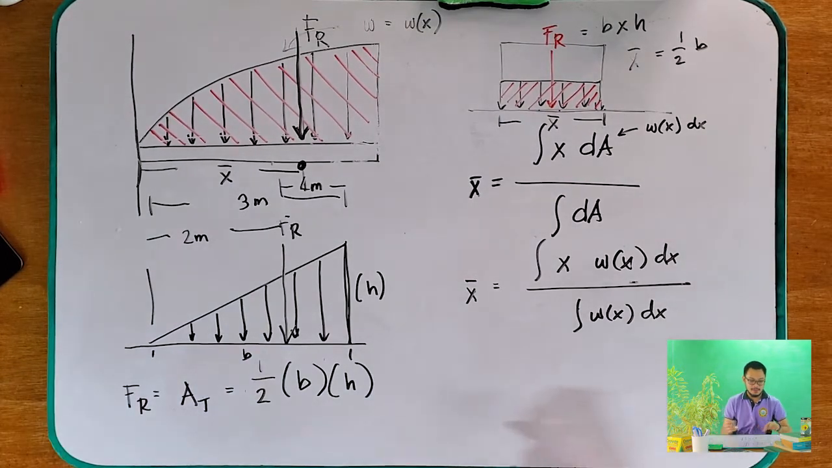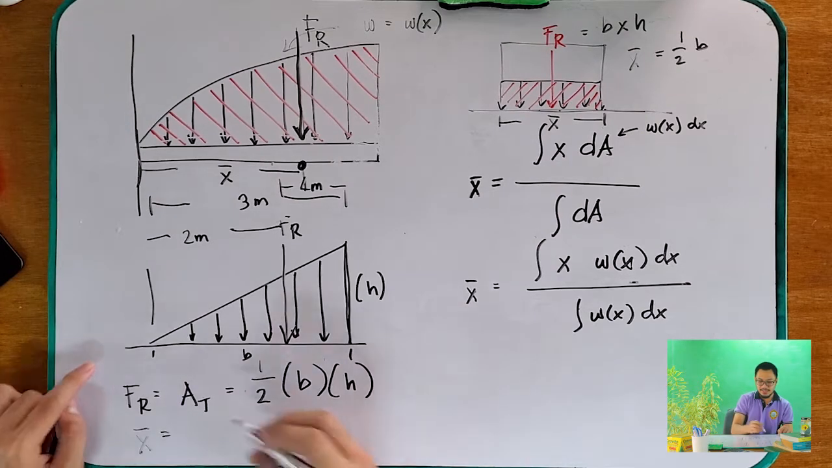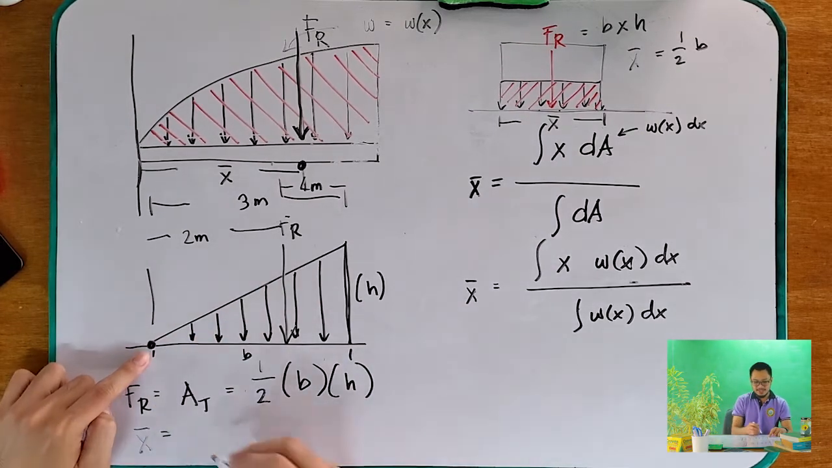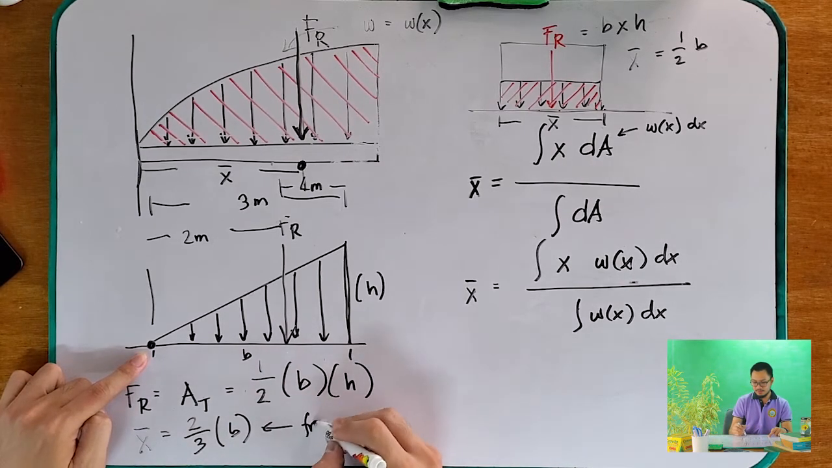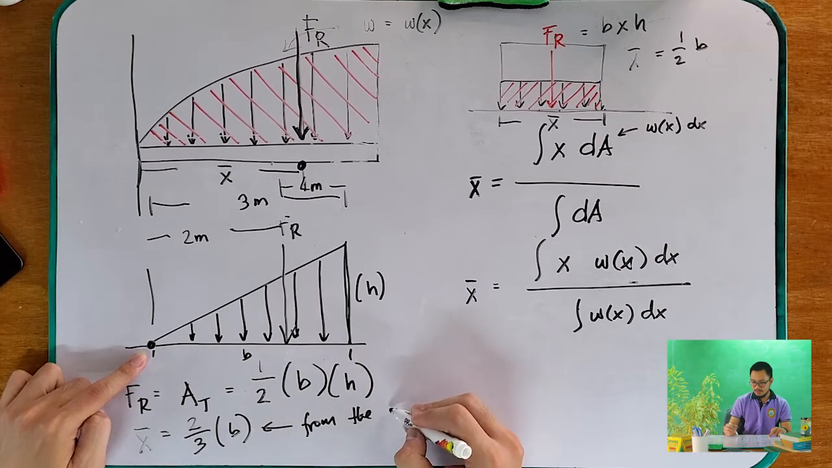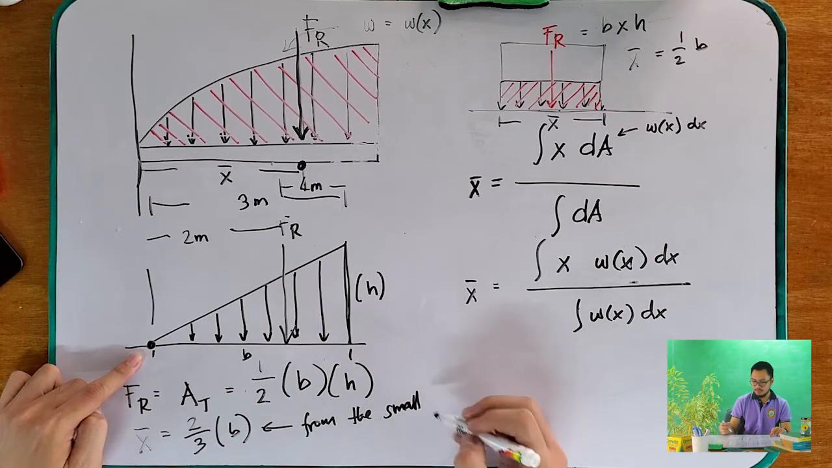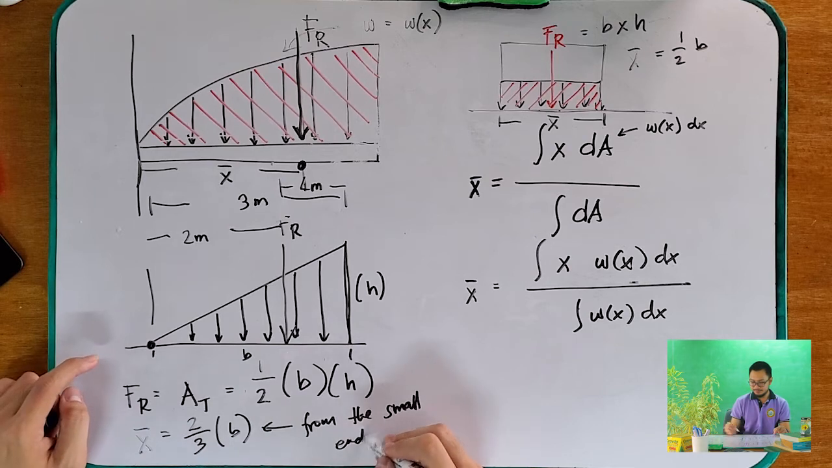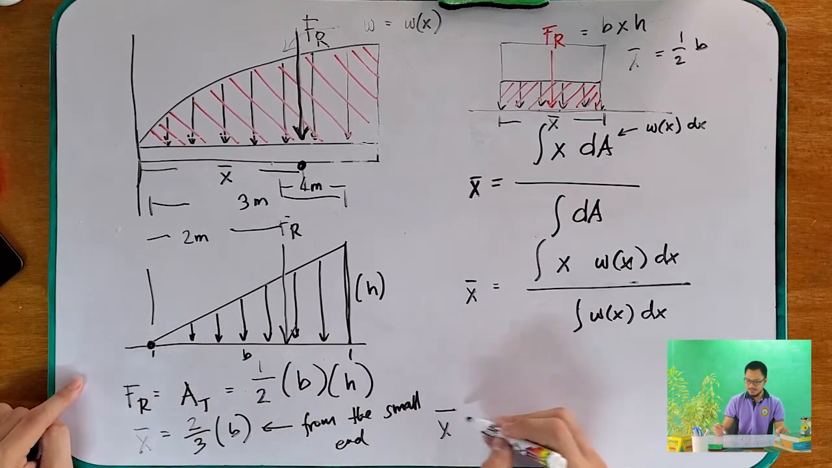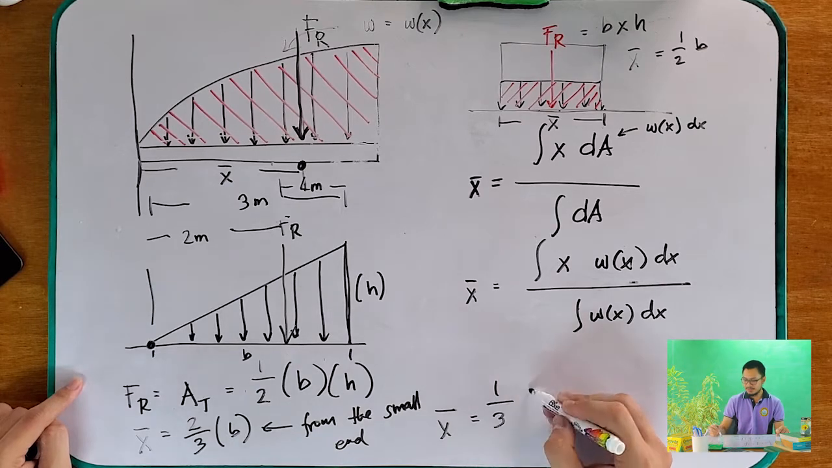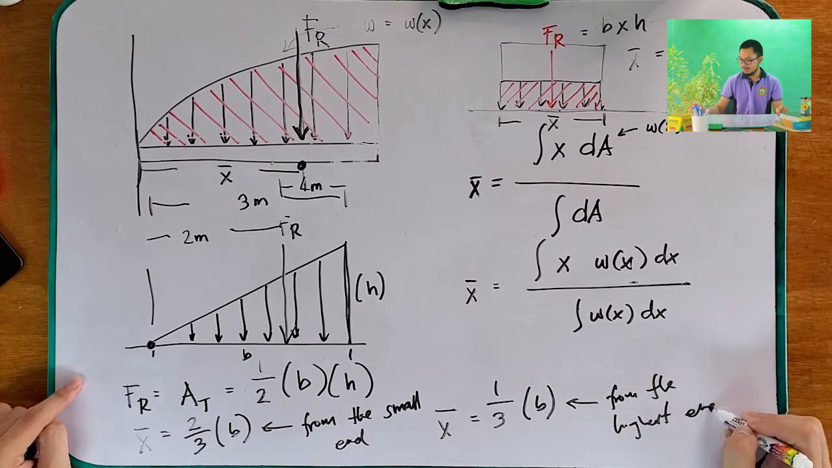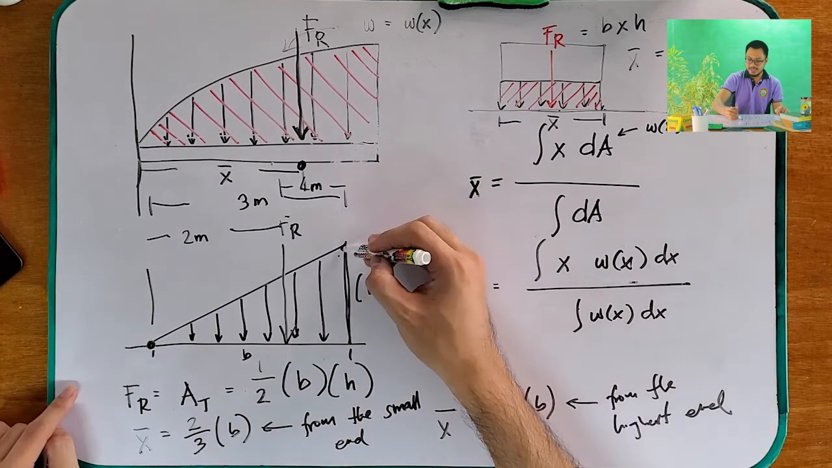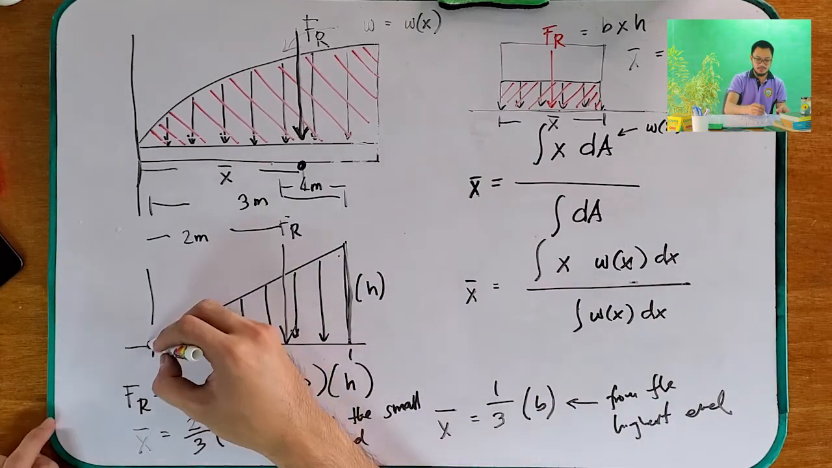So, let's go back here. The location of our x bar for the triangle, from the smallest end, is 2/3 times base. And it is 1/3 times base if it is from the highest end. It means that if you measure from the highest end, use the highest end value, and if from the small end, use the small end value.